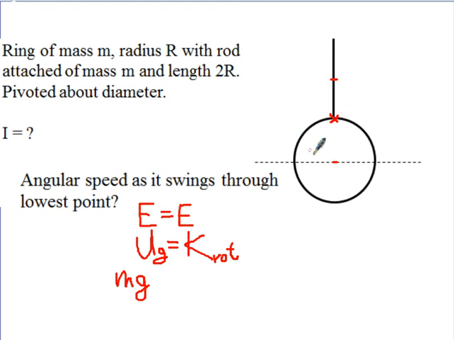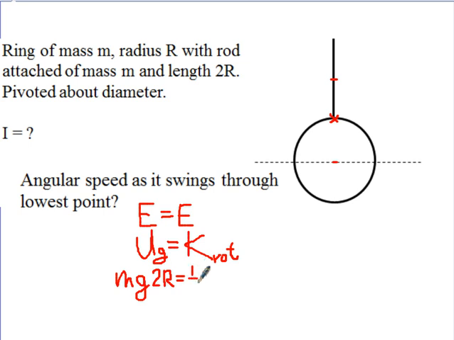It is R above the axis. And where will it be as it swings through its lower point? R below the axis. So for H, I'm going to put in 2R, because that's how far the center of mass falls. Folks, get this right, you're going to be happy campers.